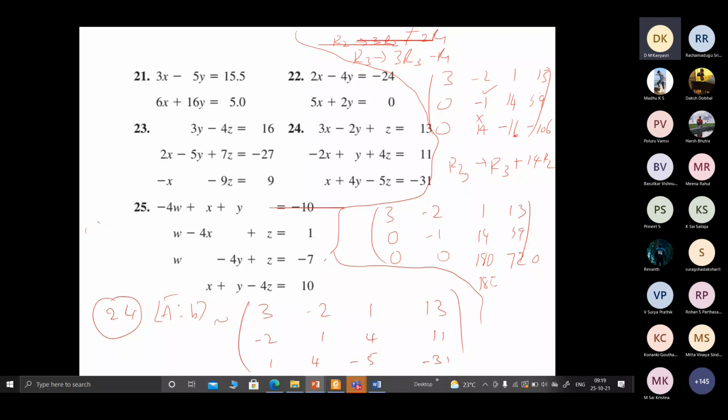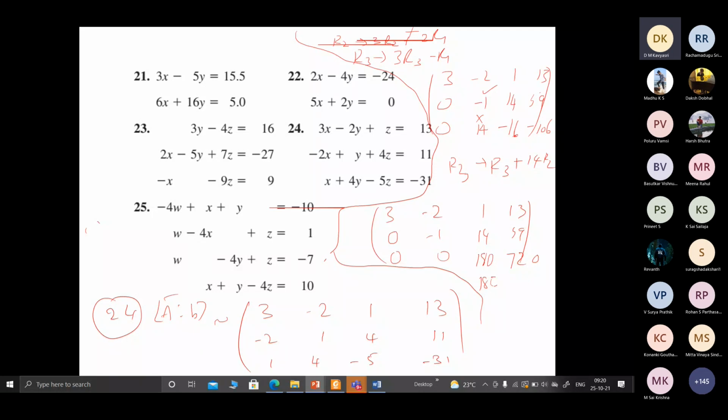Next class we will discuss another method of solving systems of equations, that is LU decomposition. There are some strengths in that and some weaknesses. We will discuss that and then we will move forward.